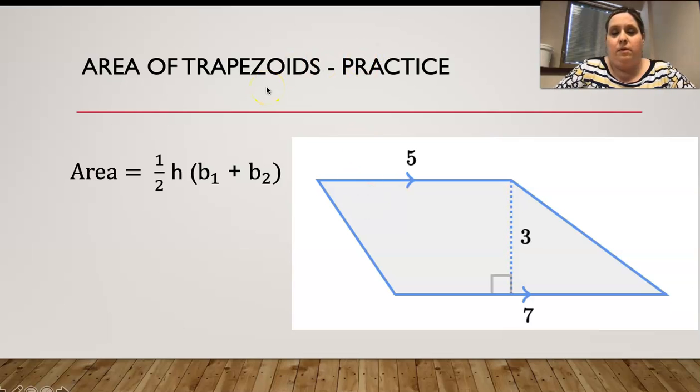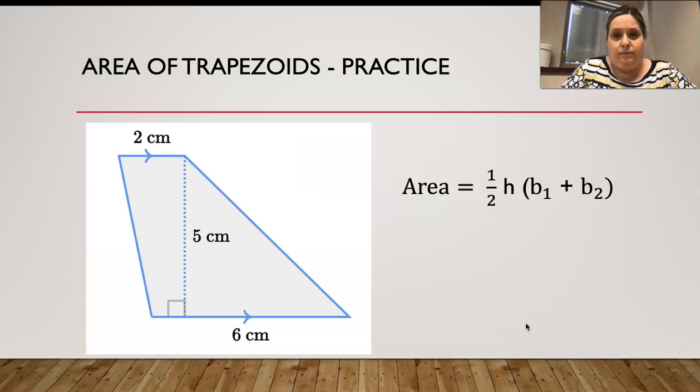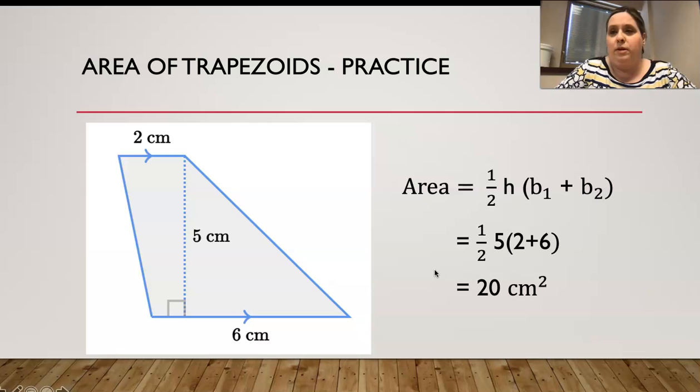Area of trapezoids, some more practice. So now, where would each of these go? So 1/2, our height is 3, base 1 is 5, base 2 is 7. And we get 18 squared units, or units squared. Here's another one. 5 is our height, 2 is our base 1, 6 is our base 2 times 1/2. Once we plug those numbers in, we get 20 centimeters squared.